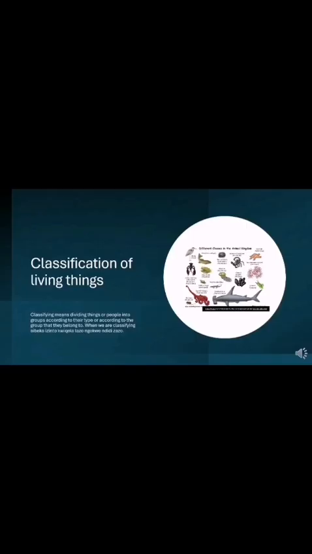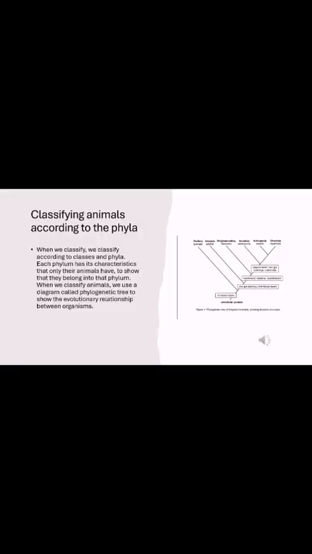Classifying means dividing things or people into groups according to their type or according to the group that they belong to. When we are classifying, we first arrange things according to their types. When we classify according to classes and phyla, each phylum has its characteristics that only its animals have, to show that they belong in that phylum.